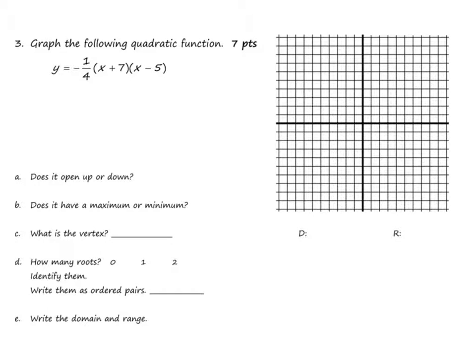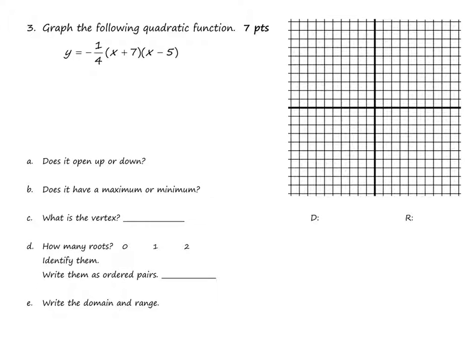So the x-intercepts are -7 and 5. It's the opposite of what you want to say. Think of what would it take to make that equal 0. So we're going to start by plotting -7 and +5. So these are our x-intercepts. This is our one set of points.